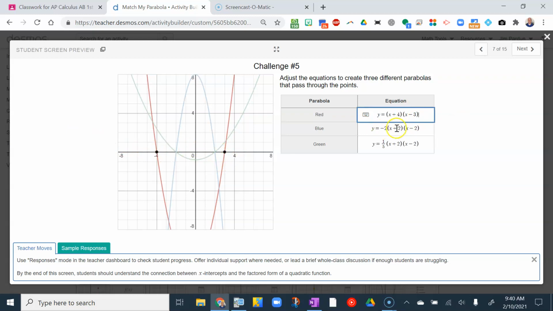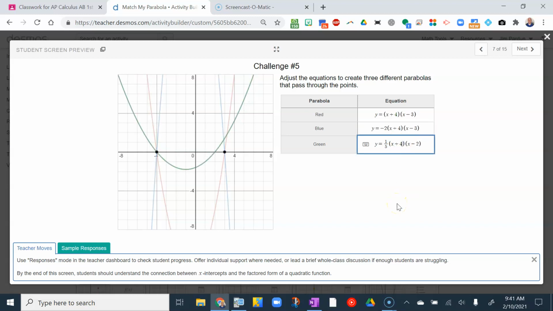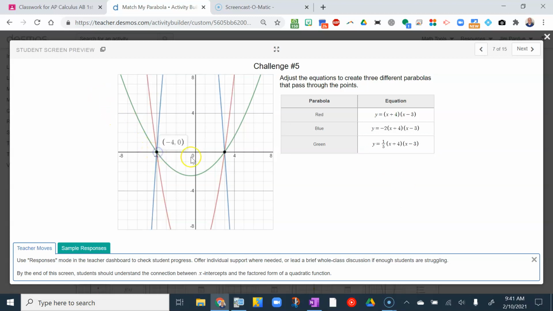Now, I want the blue parabola to go through the same points. I notice there's a negative 2 out in front. That's fine. That just means that it's going to open down and it's going to be a little bit more skinny. But if I change this to an x plus 4 and I change this to an x minus 3, it also goes through the points. But the parabola opens down. And then with the 1/5, it's going to be wider, but I can change this to an x plus 4 and change that to an x minus 3. And again, all these parabolas are going to go through the points negative 4 and 3, because negative 4 and 3 are the values that cause the output to be 0. And that's the connection, that's another connection in graphing parabolas.